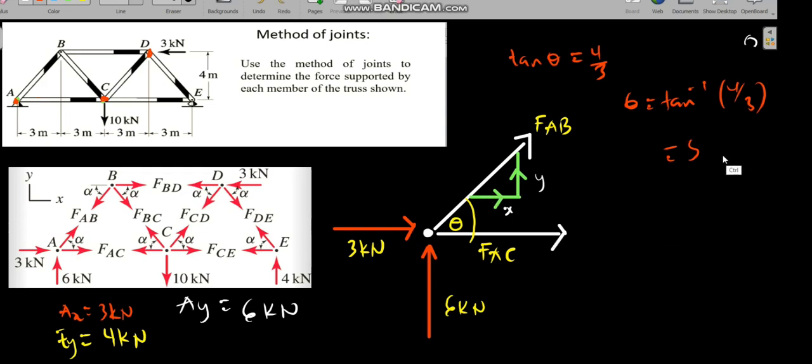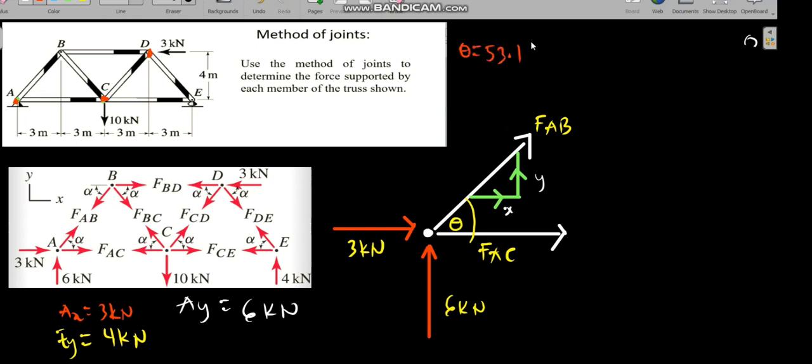So this tells us that the angle FAB makes with the horizontal is 53.1. Okay, so theta equals 53.1 degrees. So you are going to use this angle to write the x and then the y component for the force FAB. So looking at the x component, it is adjacent, right?